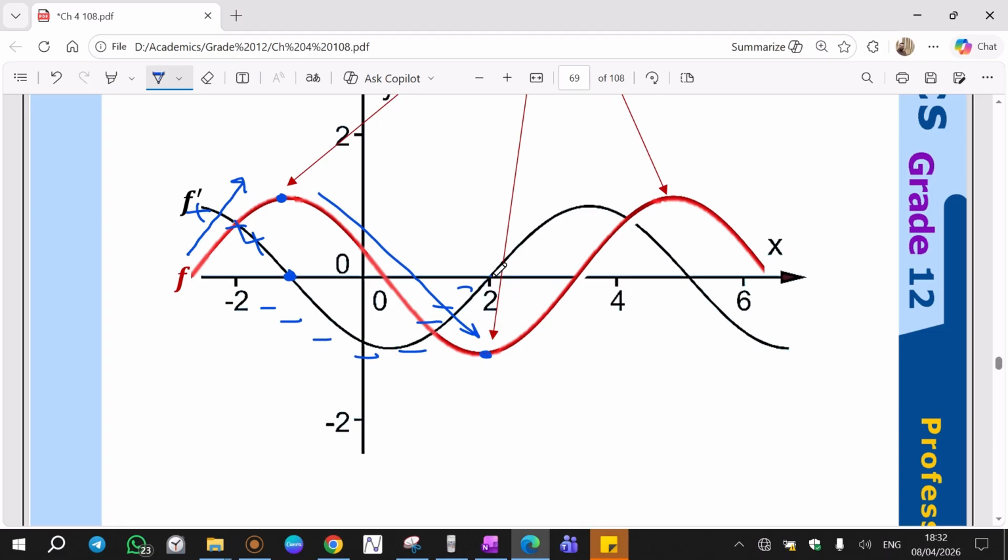F is minimum, f prime is 0. F is increasing, f prime is positive. F is maximum, f prime is 0. F is decreasing, f prime is negative.